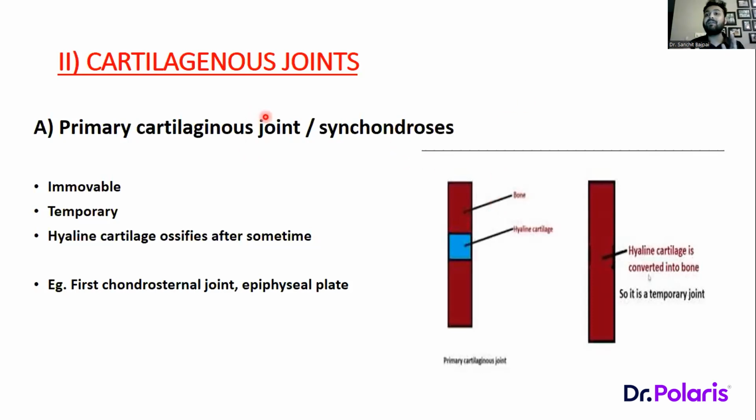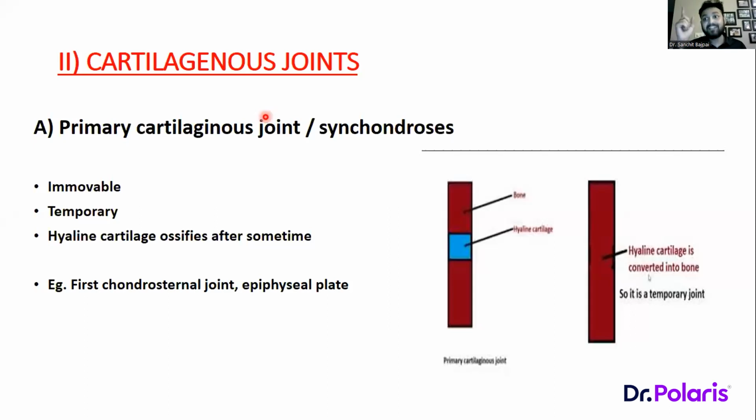Cartilaginous joints can again be classified into two simple varieties. Very, very important question, and it's a hit answer in your vivas. Okay, cartilaginous joints are again of two types. They can be primary cartilaginous or they can be secondary cartilaginous. So I'll tell you what exactly you mean by primary cartilaginous and secondary cartilaginous. Now, primary cartilaginous joints, very, very important. Write it out. They are also given the name synchondrosis.